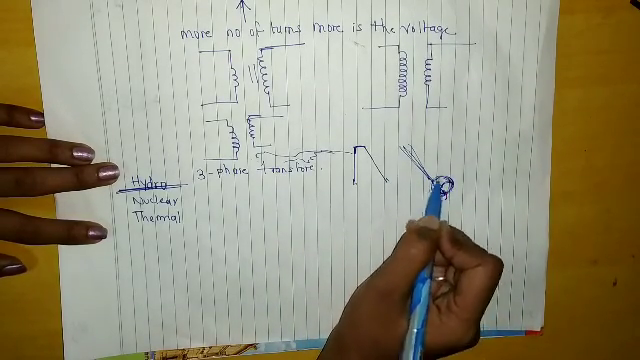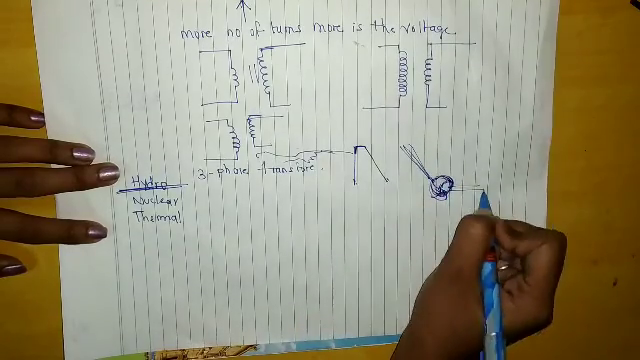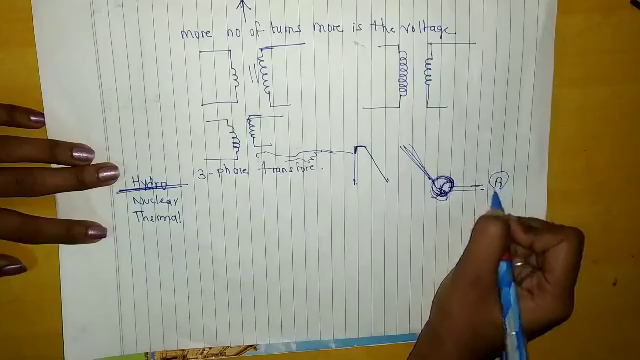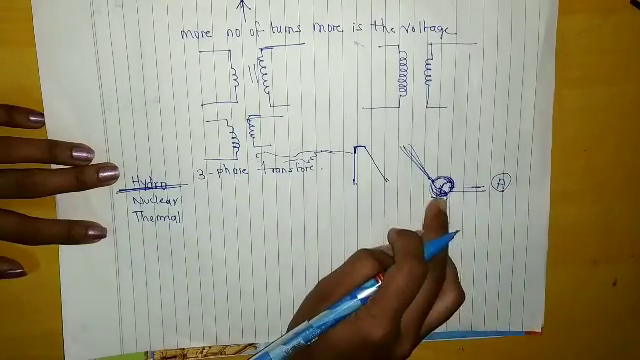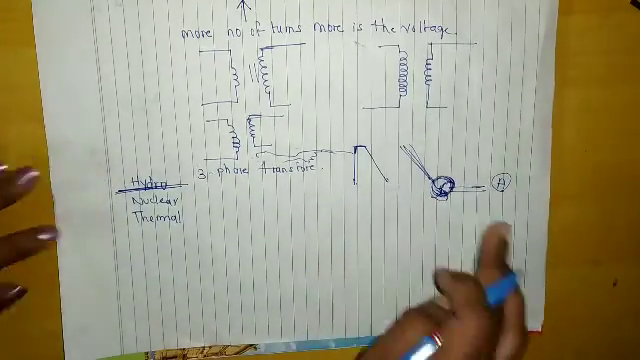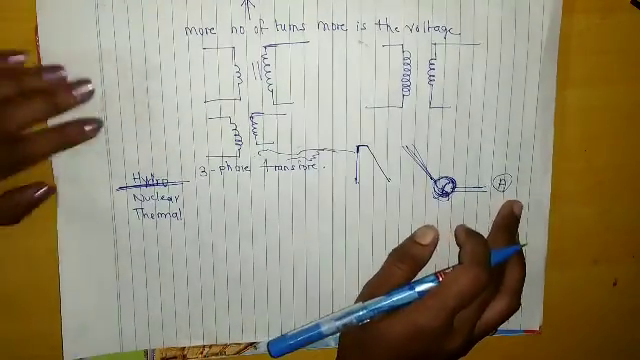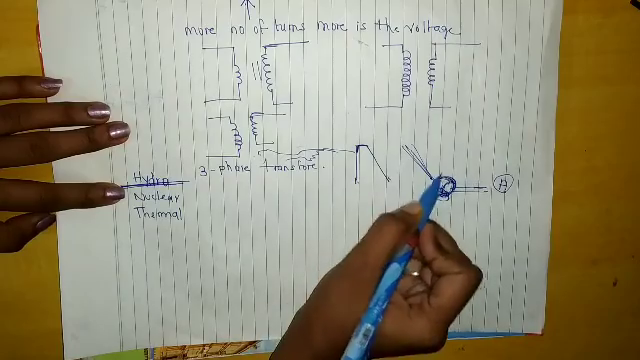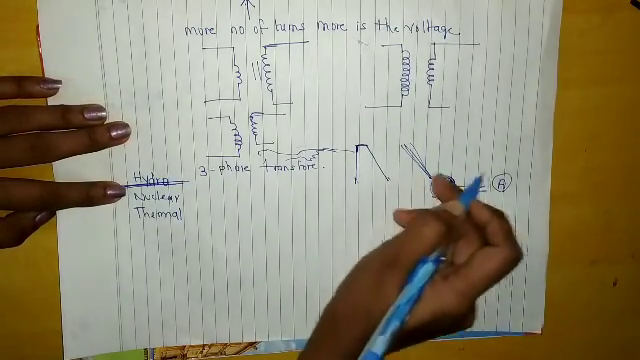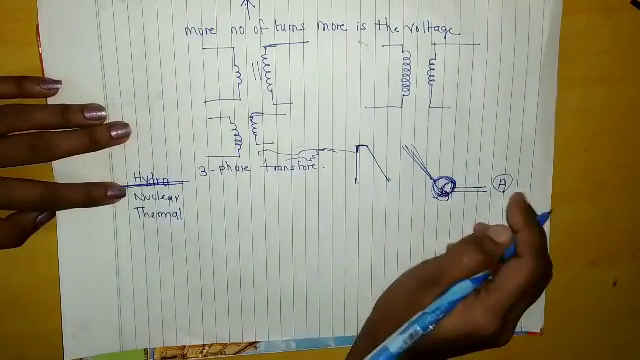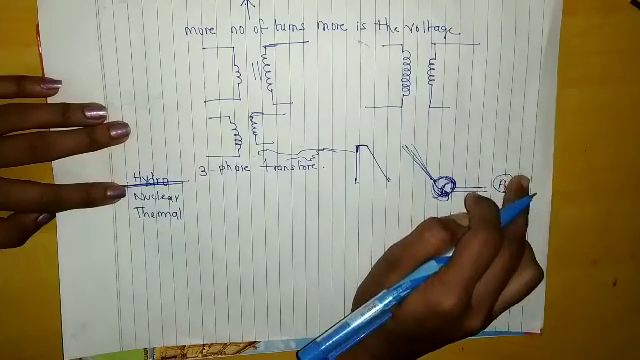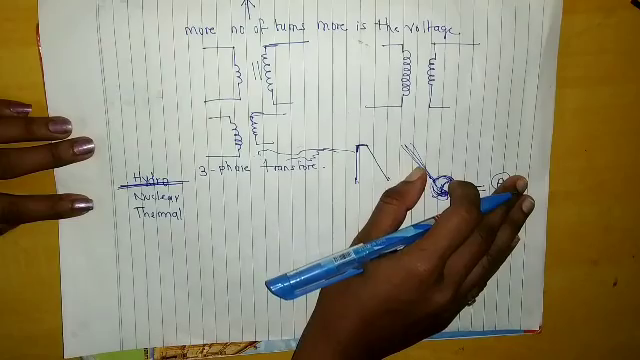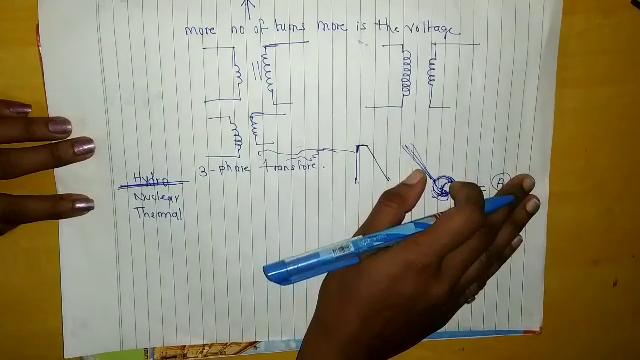This turbine will rotate, and it is attached to the alternator. The alternator is attached to the shaft of this turbine, so the turbine's shaft and the alternator shaft are attached. Whenever the water falls on this turbine, it will rotate the turbine, and due to this electricity will be generated here, right? Generally, large scale electricity is generated.